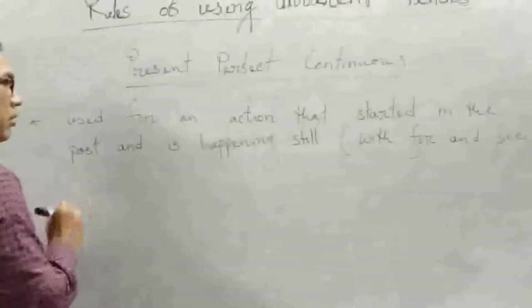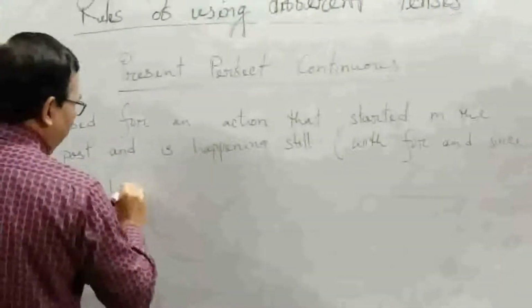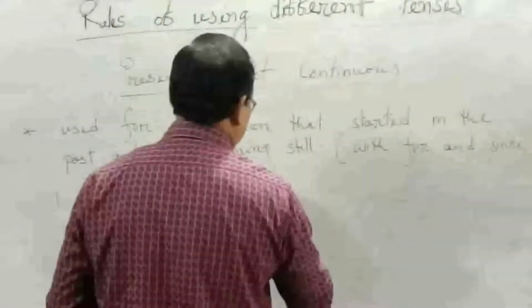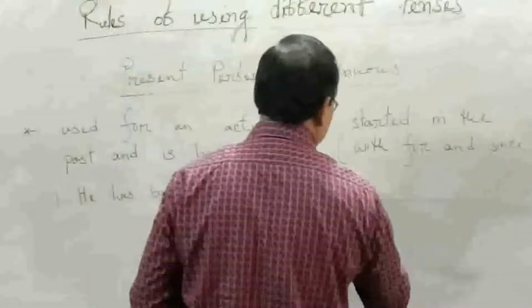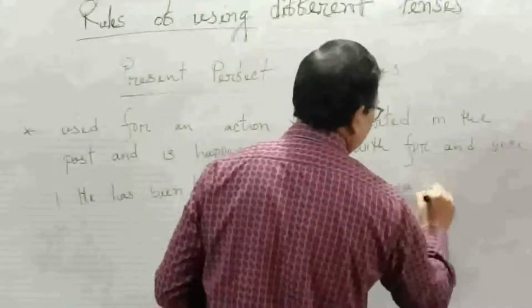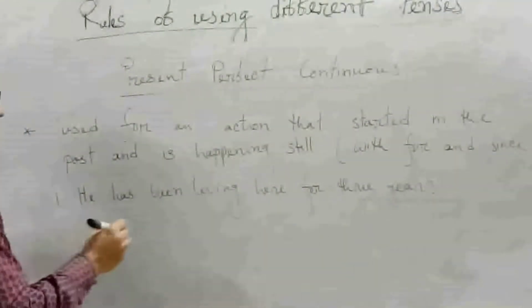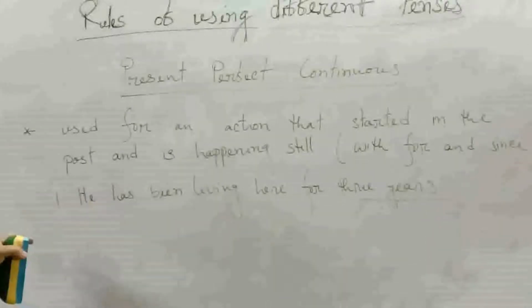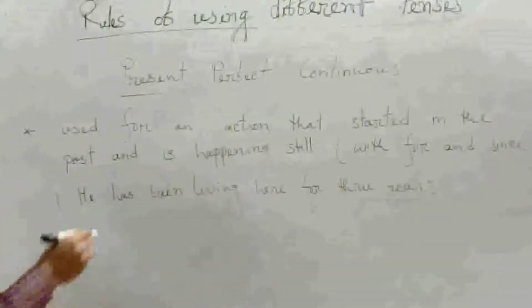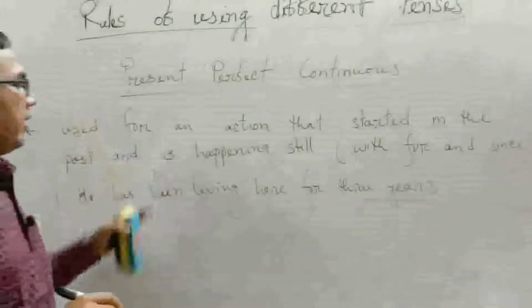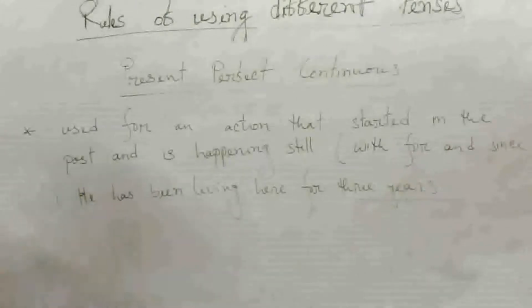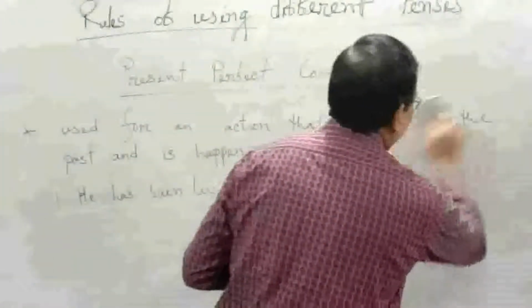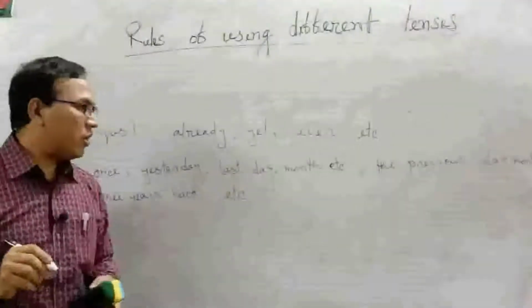I am giving an example. He has been living here for 3 years. He started living here 3 years ago and still he is living here. That is, the action started earlier and still the same thing is happening. And to express this, we use present perfect continuous or present perfect progressive tense. So my dear students, that's all today.